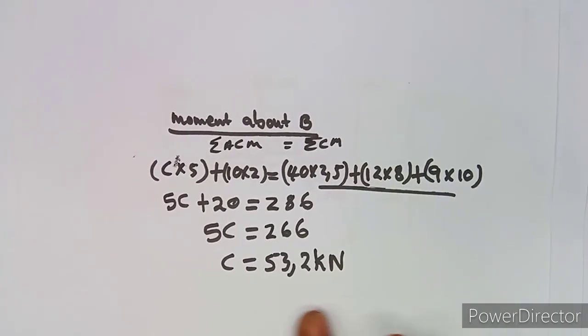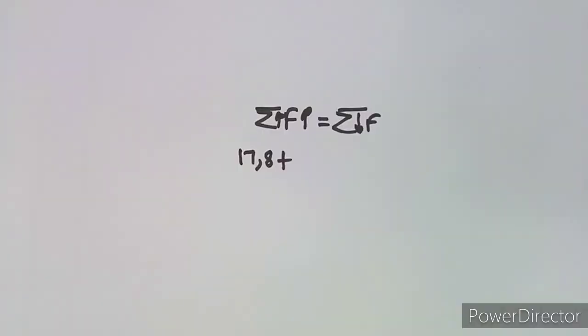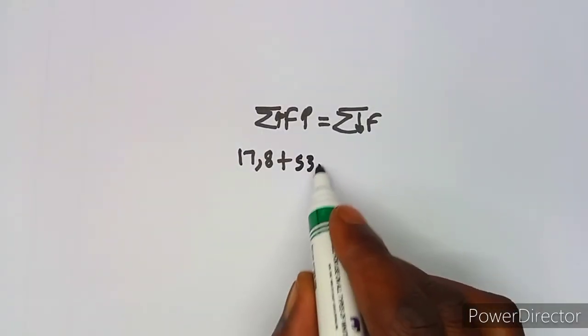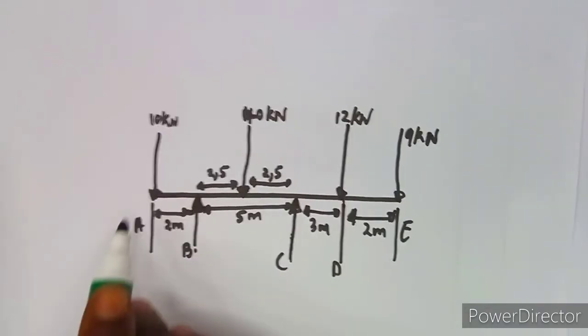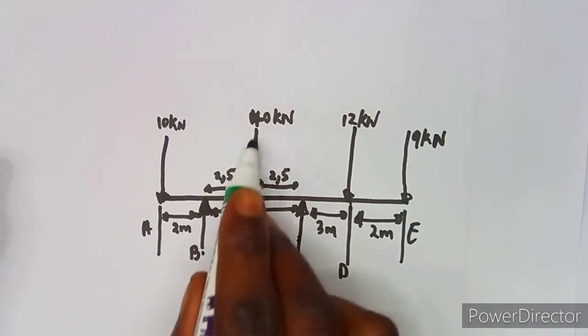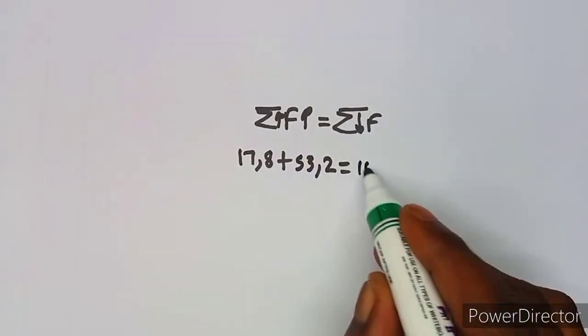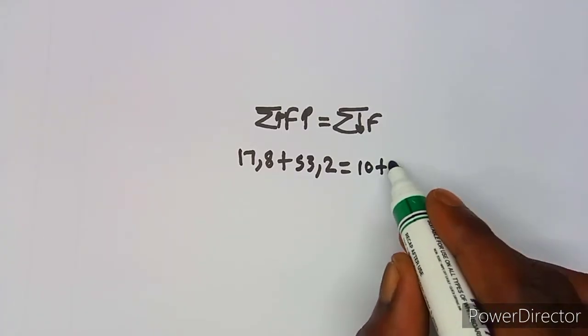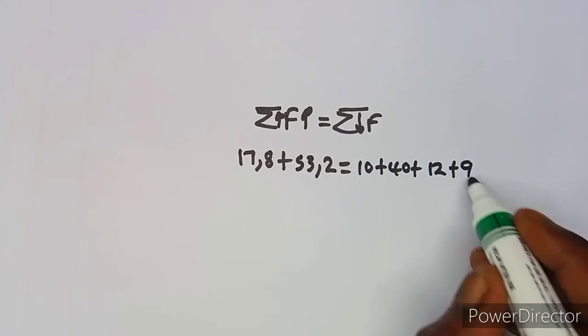We obtained 53,2. This is what we obtained at C, which is 53,2. So let's replace this 53,2, which is equivalent to the ones that are facing downwards. For the ones facing downwards, we have 10, 40, 12, and 9. So you add them together: 10 plus 40 plus 12 plus 9.